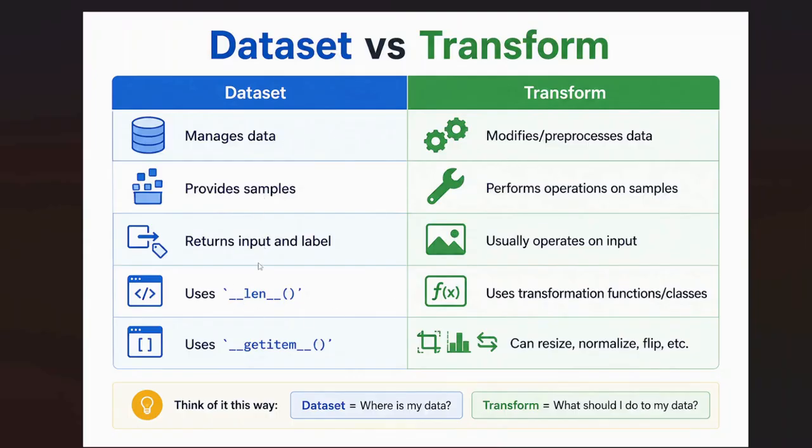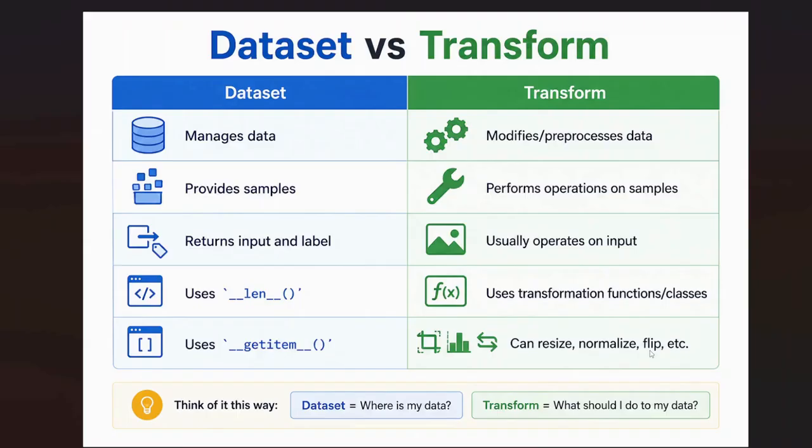It returns input and label, and it usually operates on input. It uses transformation functions or classes. It uses get item to get the item. It can resize, normalize, and flip etc. So basically, dataset is something which gives you the answer of where is my data, and transform gives you the answer of what should I do with my data. So this is all about dataset and transform.